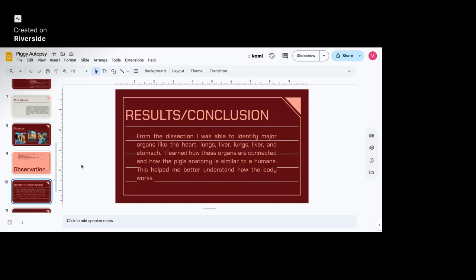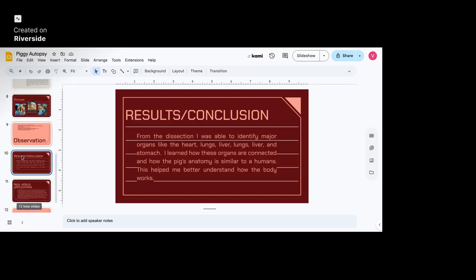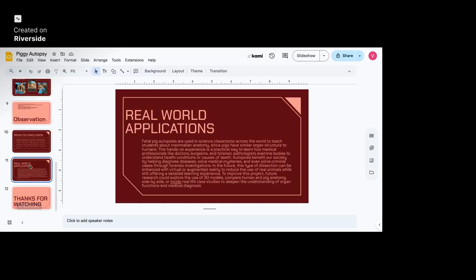For results and conclusions, I wrote, from the dissection I was able to identify major organs like the heart, liver and stomach. I learned how these organs are connected and how the pig's anatomy is similar to a human's. This helped me better understand how the body works.